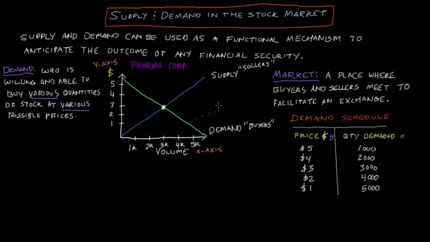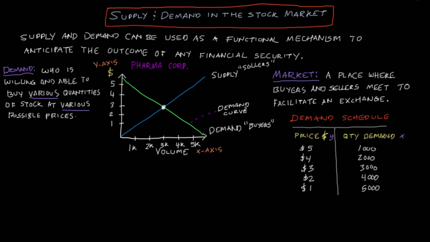Here is your price column, and here is the quantity demanded column. In math class, the conventional method is to display the price on the x-axis and the quantity on the y-axis, but in economics, these two are reversed. The price is on the y-axis and the quantity, or quantity demanded, is on the x-axis. If we plot these points on the graph, we get a straight line, which is our demand curve. The demand curve tells us, again, who is willing and able to buy various quantities of stock at various possible prices.